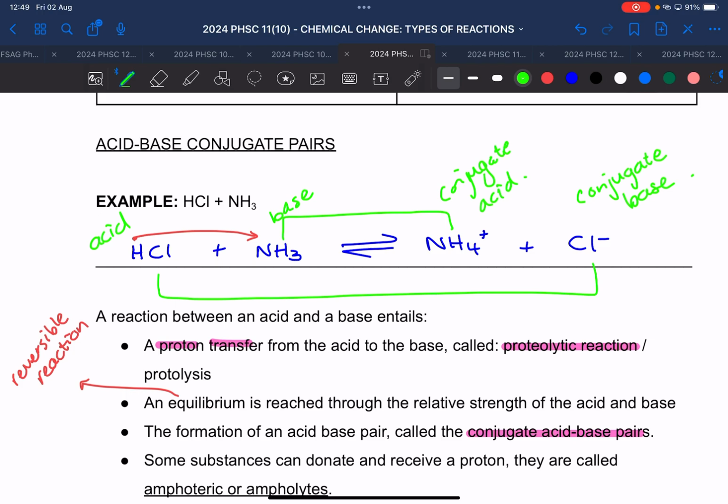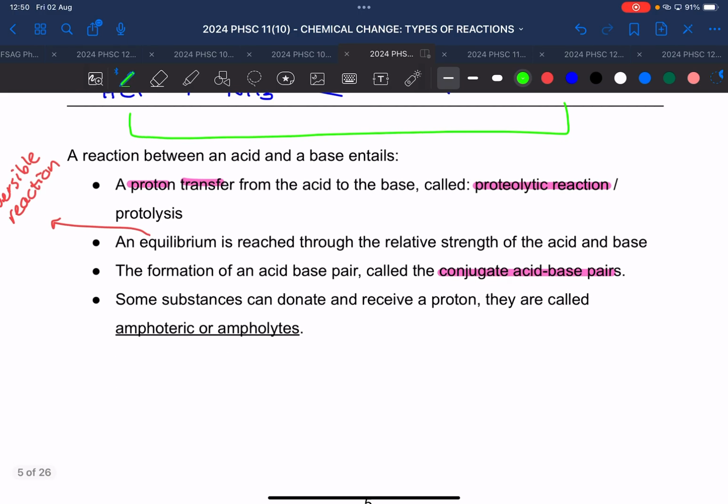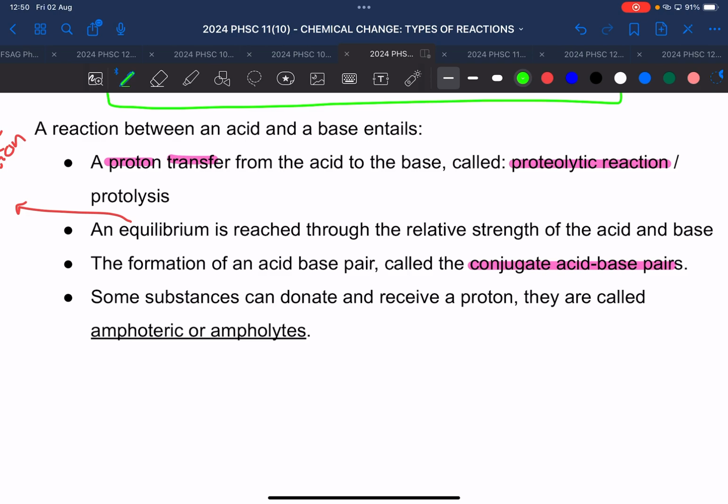And then sometimes we get substances that can do both. It can give away a hydrogen and take a hydrogen. Something that can donate and receive a hydrogen is called amphiprotic, or an ampholyte. Now that sounds familiar.